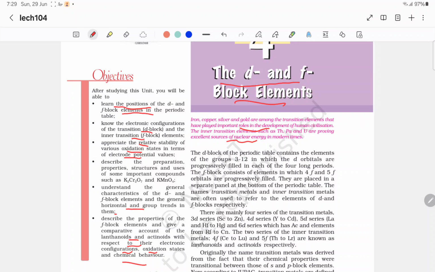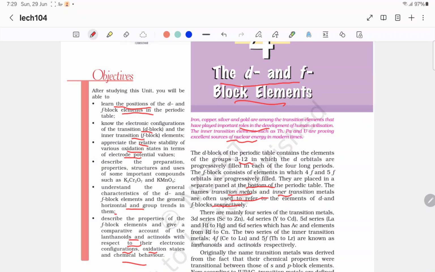The d block of the periodic table contains the elements of groups 3 to 12 in which the d orbitals are progressively filled in each of the 4 long periods. The f block consists of elements in which 4f and 5f orbitals are progressively filled. They are placed in a separate panel at the bottom of the periodic table. The names transition metals and inner transition metals are often used to refer to the elements of d and f block respectively.